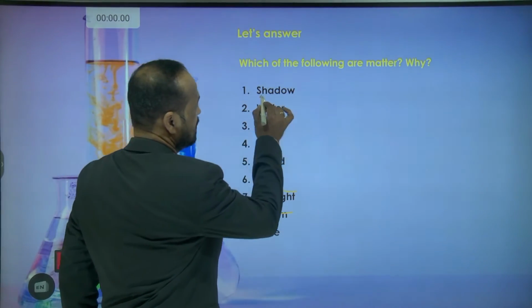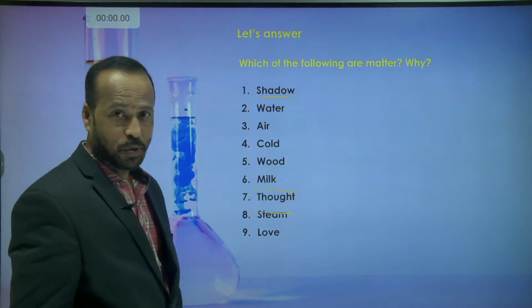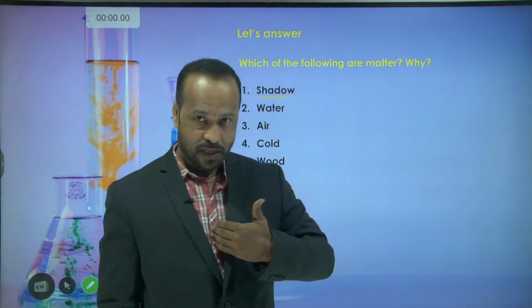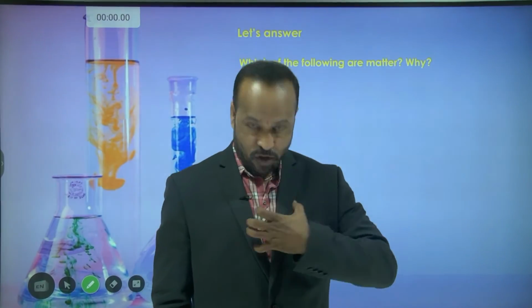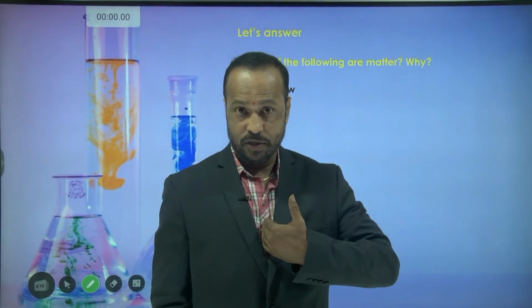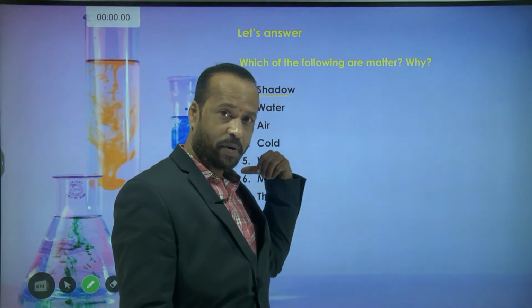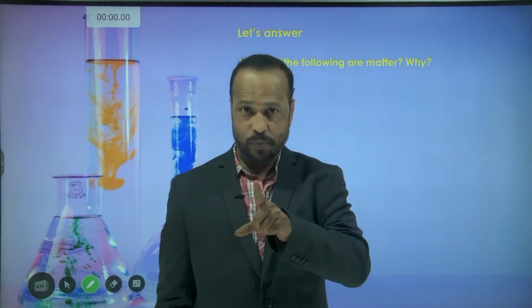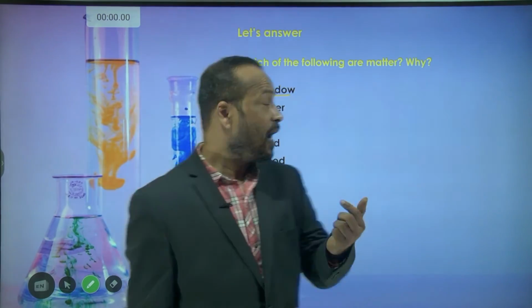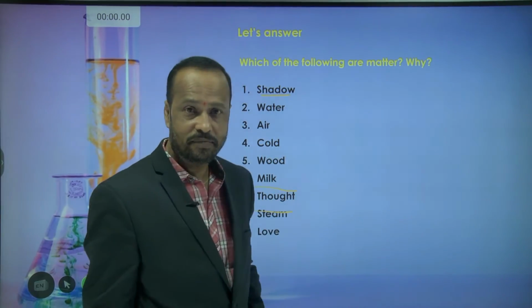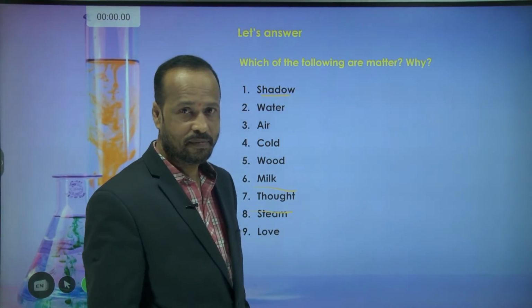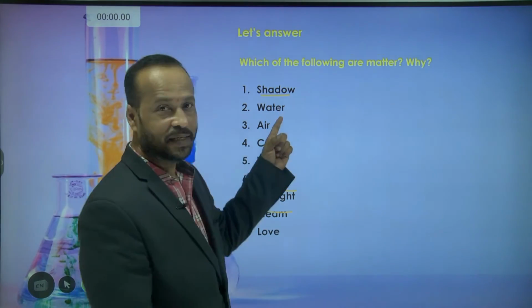So see students, this is a shadow. Do you know the shadow? When the light falls on me, as I'm opaque, the light cannot pass through my body. So what happens? My shadow will form behind me. That is called a shadow. You can see the shadow very clearly. And does this shadow come under matter? Just think once. No, it does not.